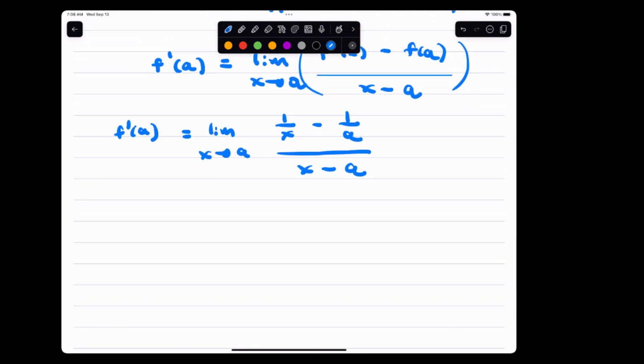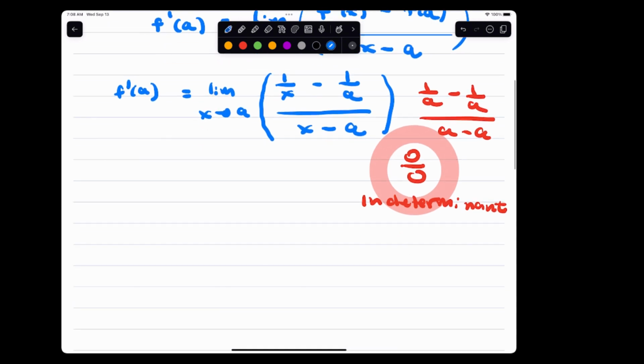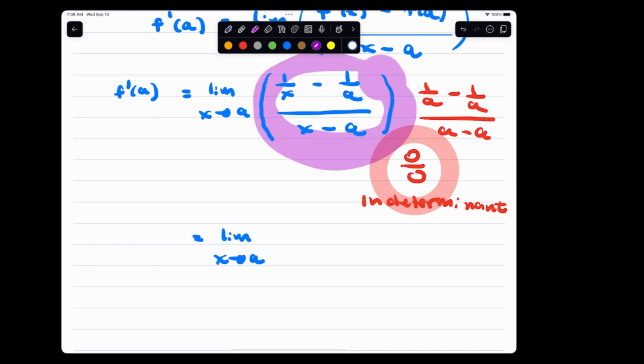All right, so we're still going to have an issue. You might say, what's the real issue right in here? Here's my issue, ladies and gentlemen. If you try to find that limit, what's the problem? Don't you get 1 over a minus 1 over a, over a minus a? And what do you end up with? 0 over 0? Is that what you guys get? This is called being indeterminate. So what are you guys supposed to do if it's indeterminate? What do we say we always want to do? You're going to use algebra. All righty, we're going to use algebra.